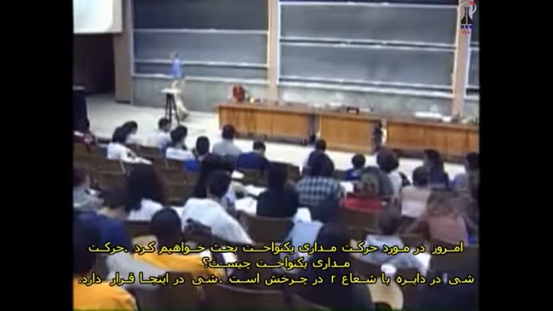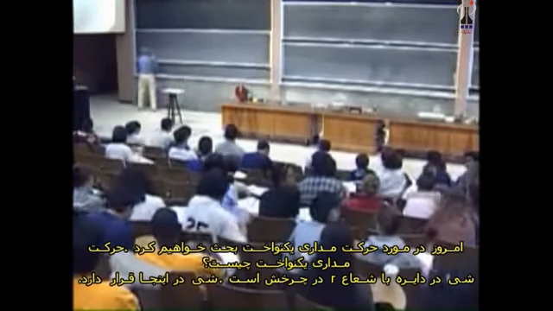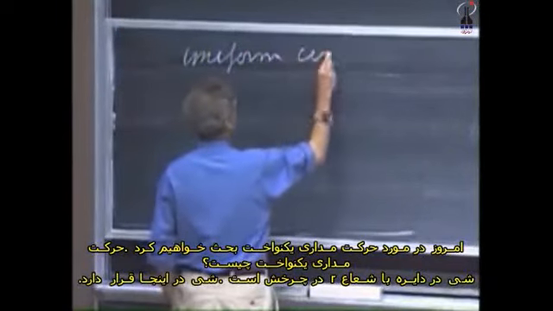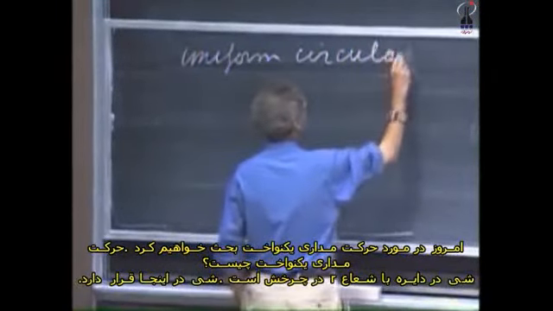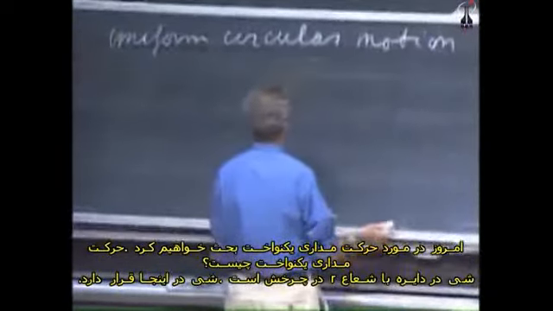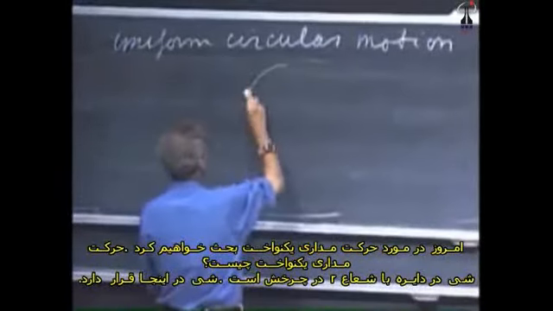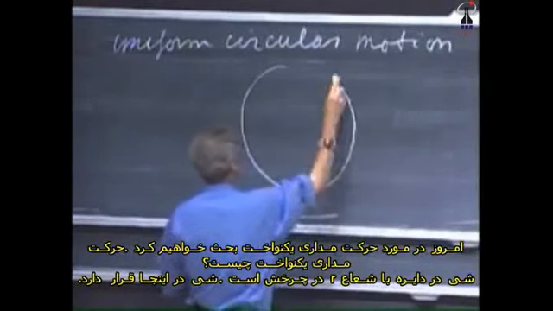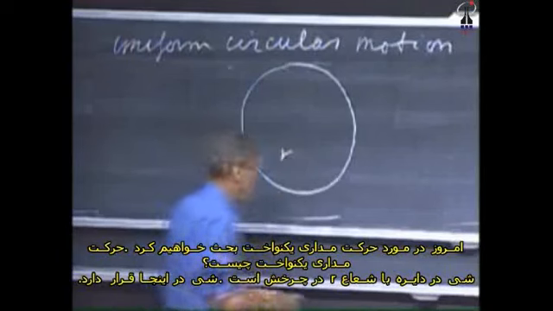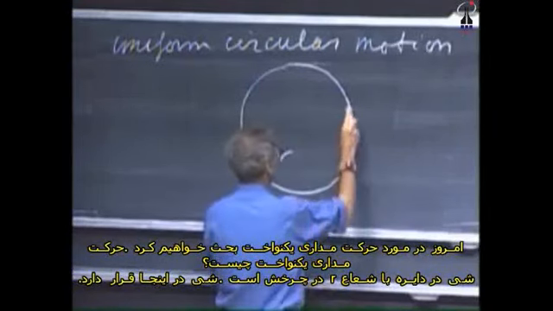Today we will discuss what we call uniform circular motion. What is uniform circular motion? An object goes around in a circle, has radius r. The object is here.